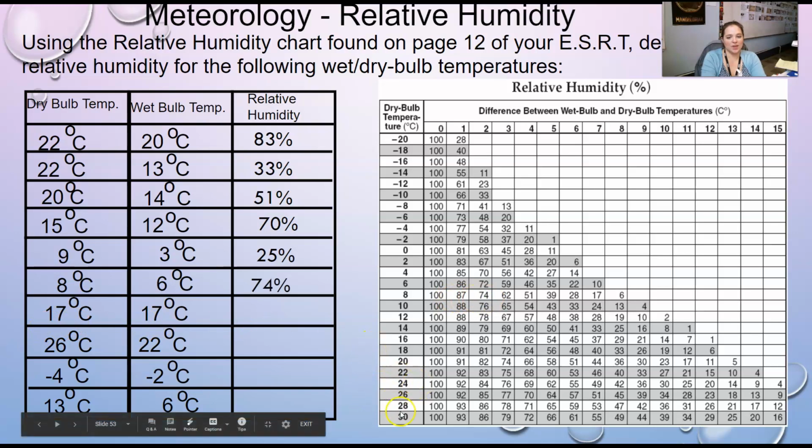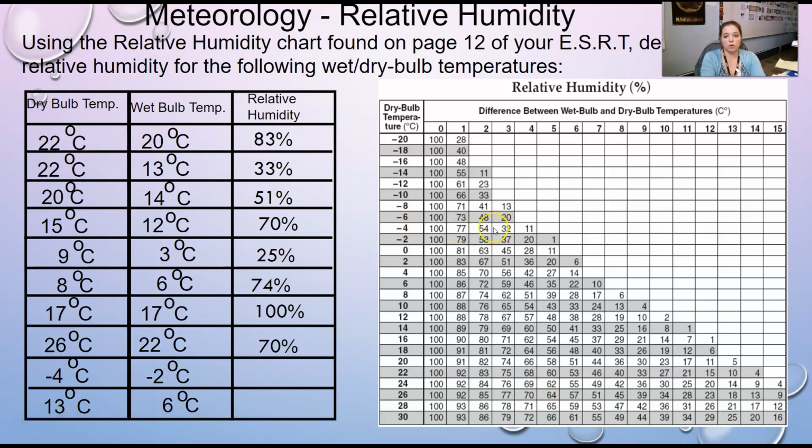17 and 17, one of my favorites, because that's going to give you 100%. Anything with a difference of 0 is 100% right off the bat. 26 and 22 is a difference of 4, which gives me a 70. Negative 4 and negative 2, so that's a difference of 2, gives me a 54. And 13 and 6 is 7, so between 28 and 33 gives you, yep, I did that one wrong too. So in between 33 and 38.